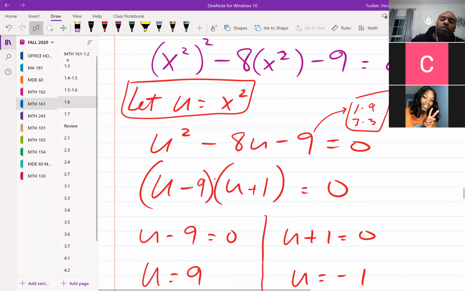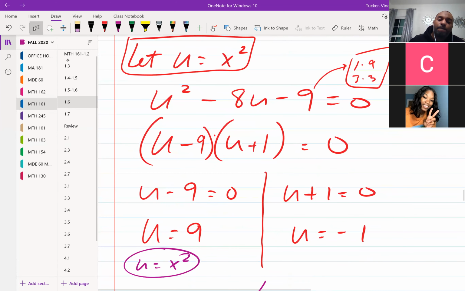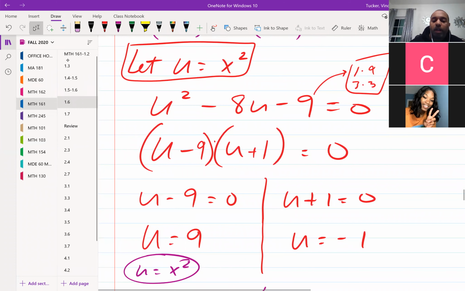Set each part equal to 0. U minus 9 equal to 0. U plus 1 equal to 0. So we have u equal to 9 and u equal to negative 1. So we're not finished, because don't forget, we didn't start off with u. U is equal to x squared. But are there any questions getting to this point?